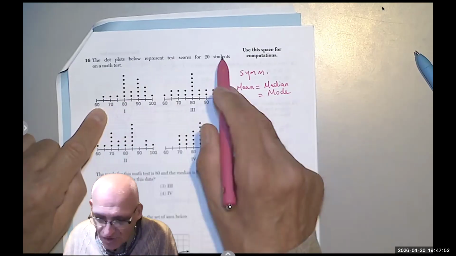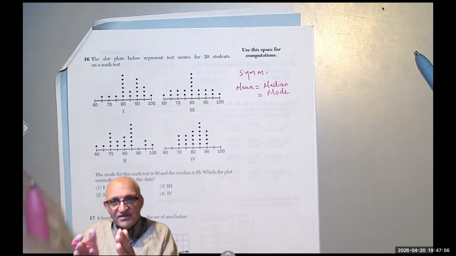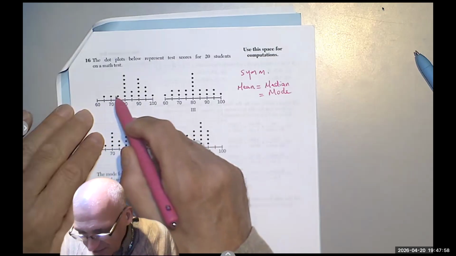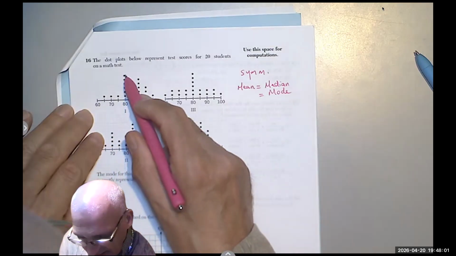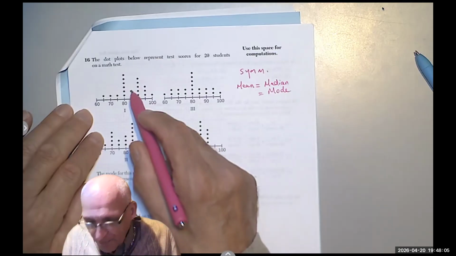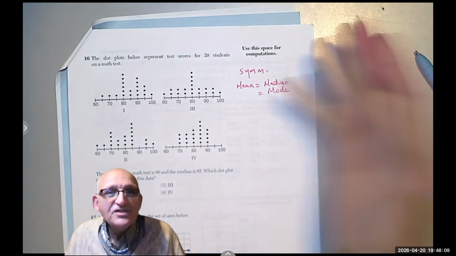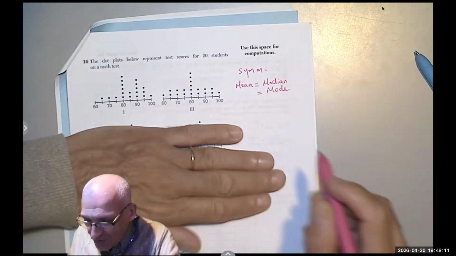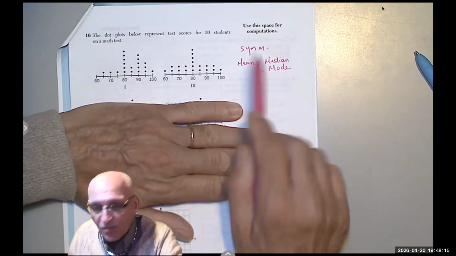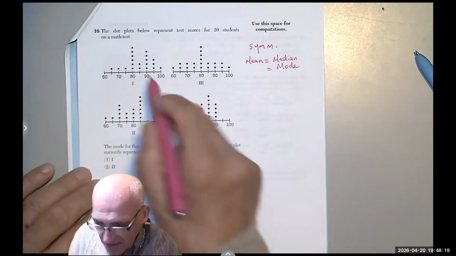There are 20 points, so you can see it's the average of the 10th and the 11th point, right? 1, 2, 3, 4, 5, 6, 7, 8, 9, 10, 11. 10 and 11 are both 85, so their average is 85. But you don't need to do that since you excluded that, and you saw just by looking, oh, the mean equals the mode equals the median, so it has to be number 1.